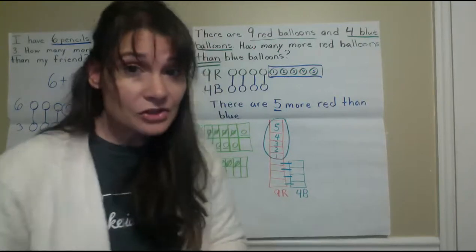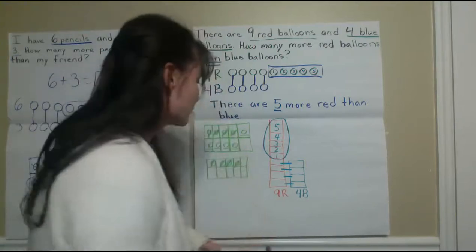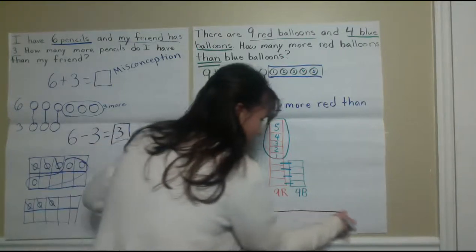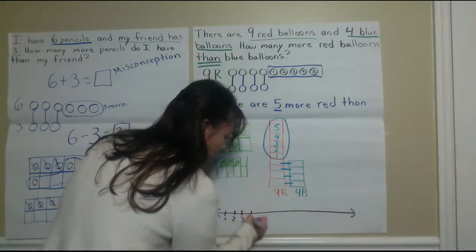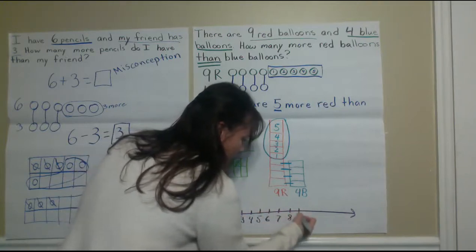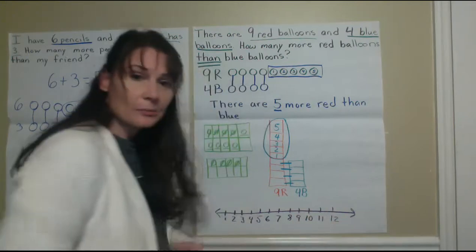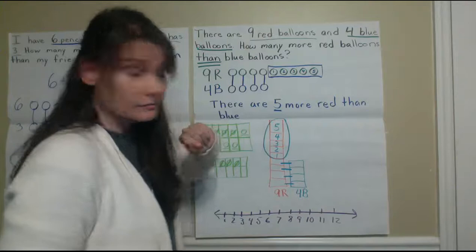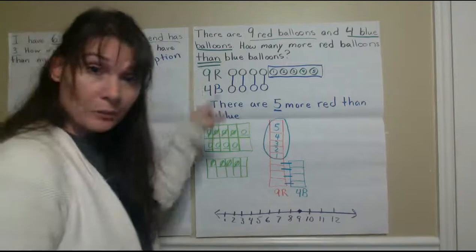Now, one of my favorite strategies that I saw someone else use was their number line. Let's look at that. If I've got my number line, remember, I'm going to make sure that I don't put my numbers too close, because then I might mess up my hops. So there's my number line. I know that I had 9 red and I had 4 that were blue.